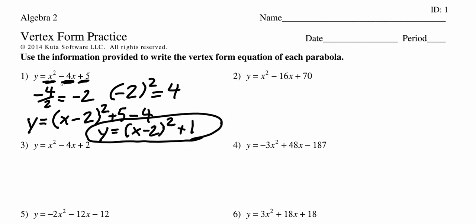So originally, y is equal to x squared minus 4x plus 5, and our vertex form is y is equal to the quantity of x minus 2 squared and then plus 1.